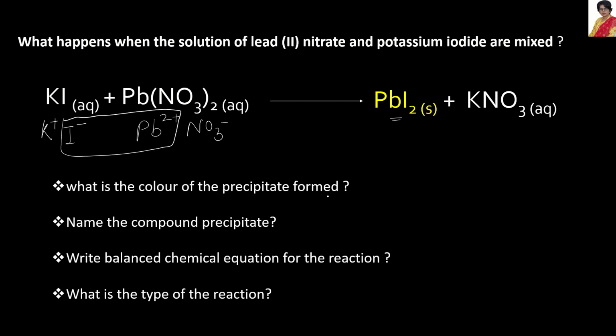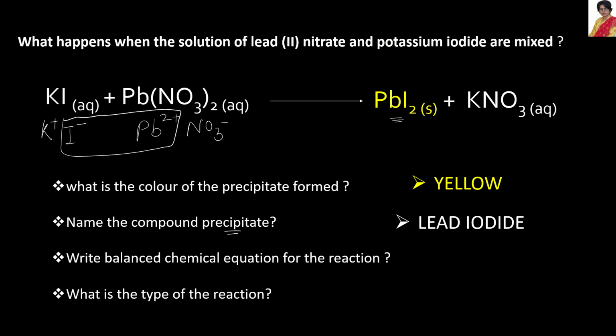What is the color of the precipitate formed? The color of the precipitate, which is an insoluble solid, is yellow. Name the compound precipitate. The compound precipitate is lead iodide.